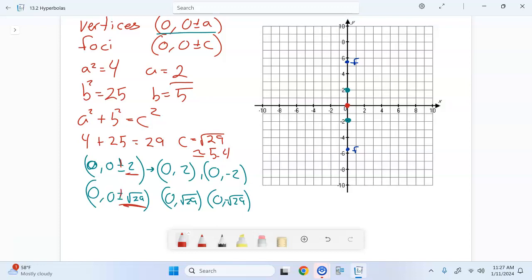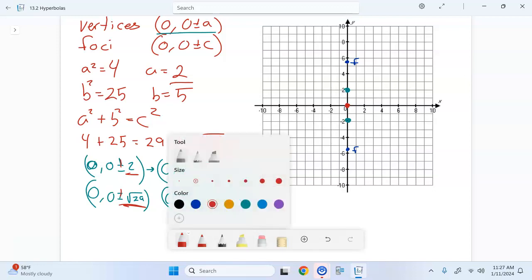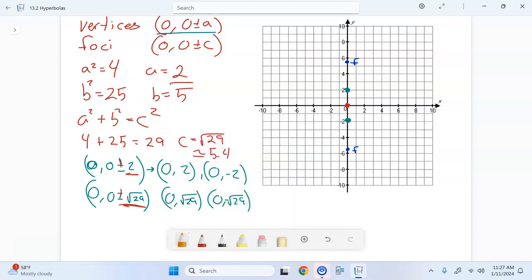Okay, so now we need the boundaries of our fundamental rectangle. Let's do that in yellow. My vertices give me that upper and lower bound. I just need to figure out how far left and right I'm going to go. B is 5, so 5 left and 5 right. The left and right bound is based off of the B value. So we're going to go left and right 5 units to get our fundamental rectangle. And that'll make the boundaries of that box.